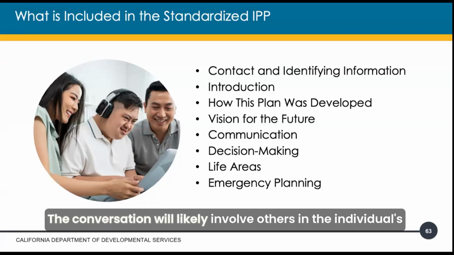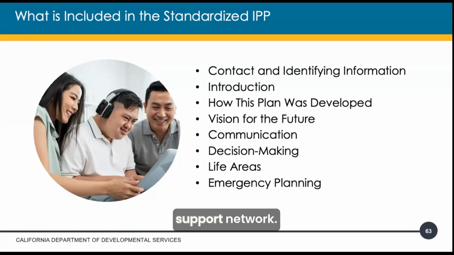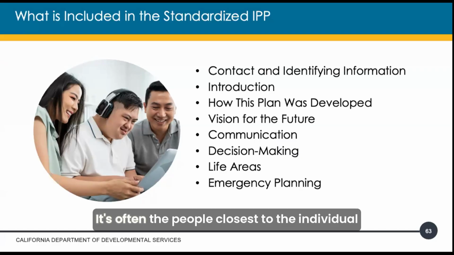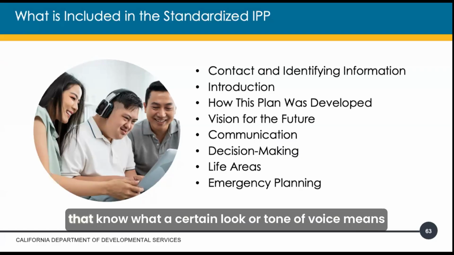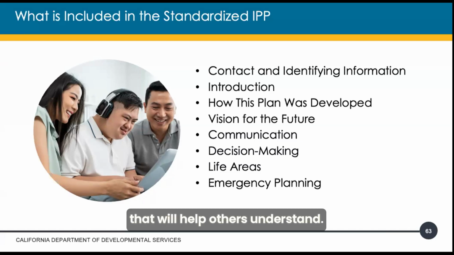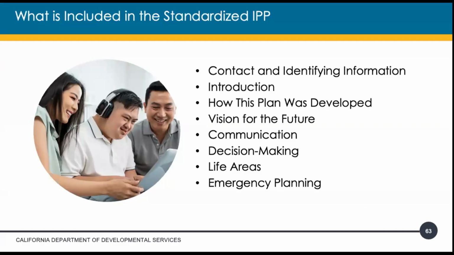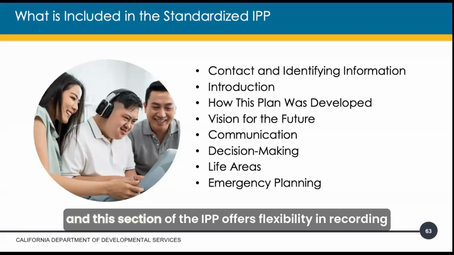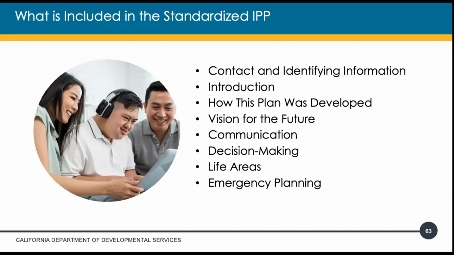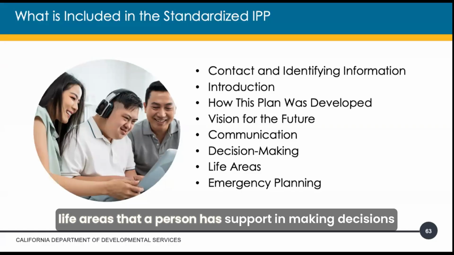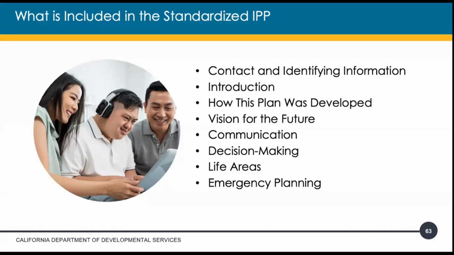The conversation will likely involve others in the individual's support network. It's often the people closest to the individual that know what a certain look or tone of voice means that will help others understand. The next section is related to decision making. And this section of the IPP offers flexibility in recording life areas that a person has support in making decisions and who they receive support from.